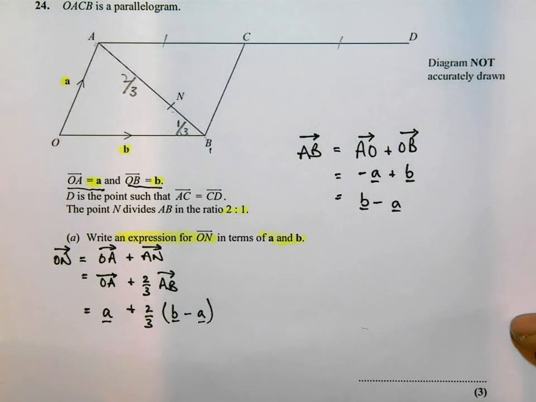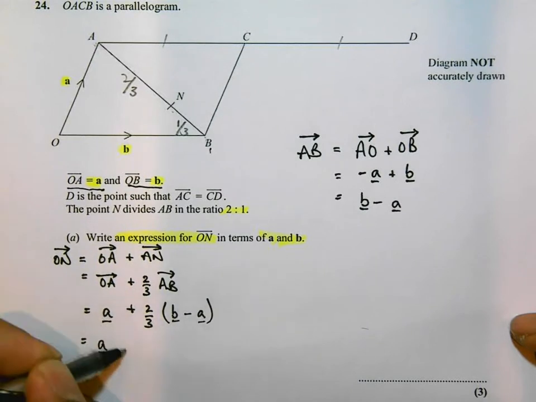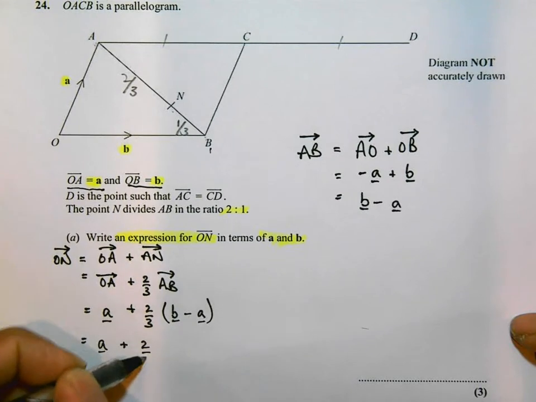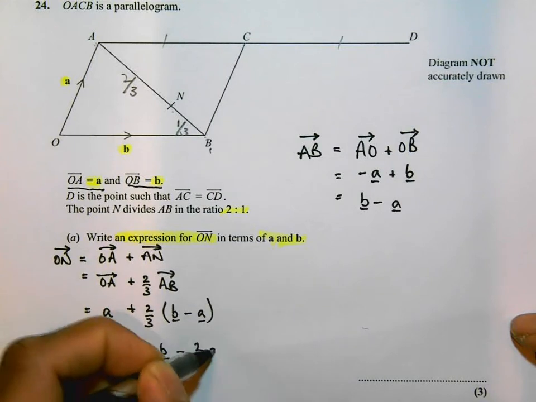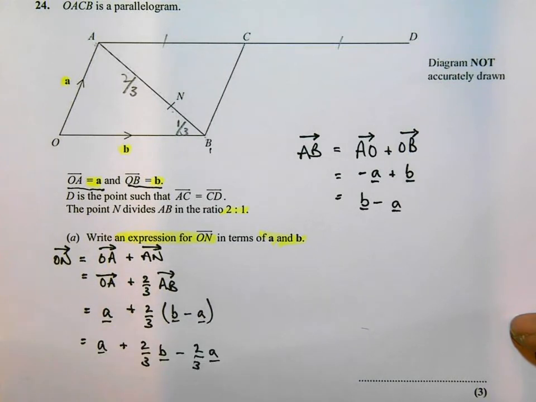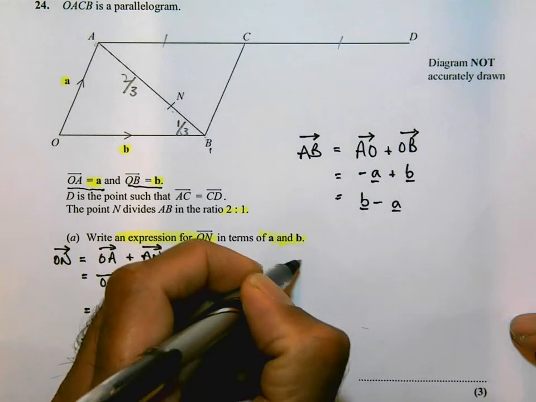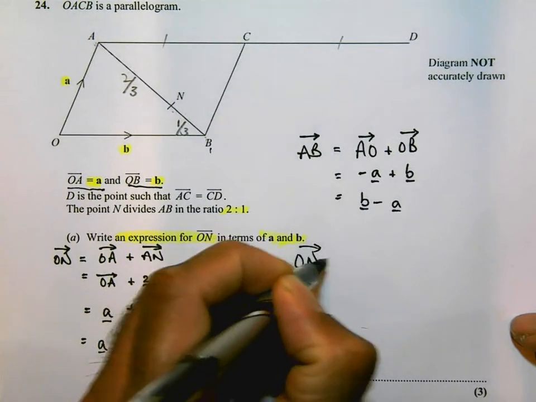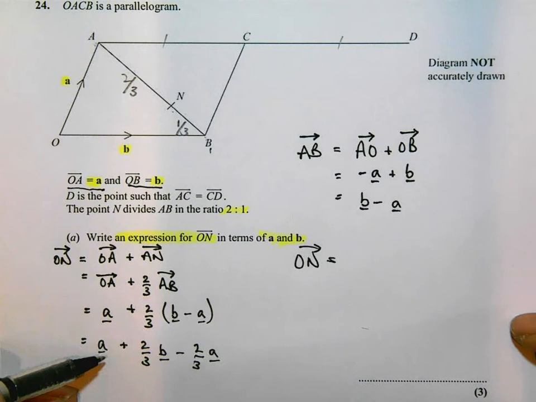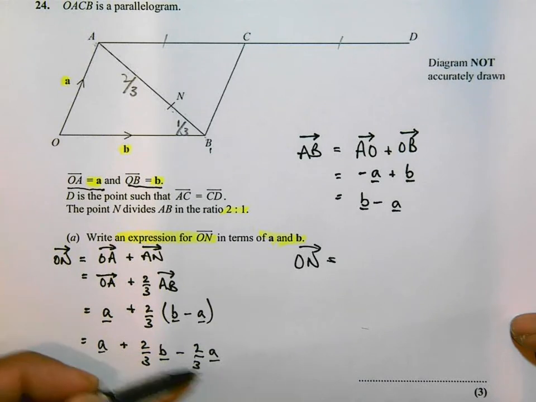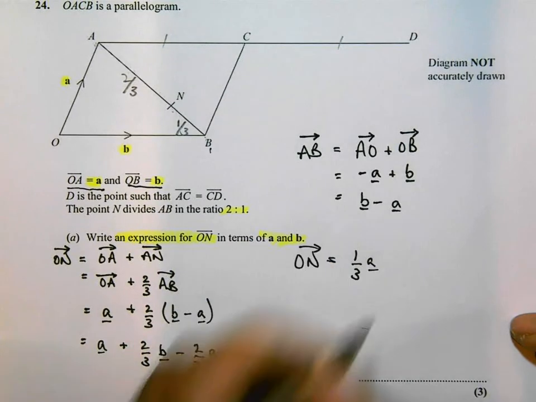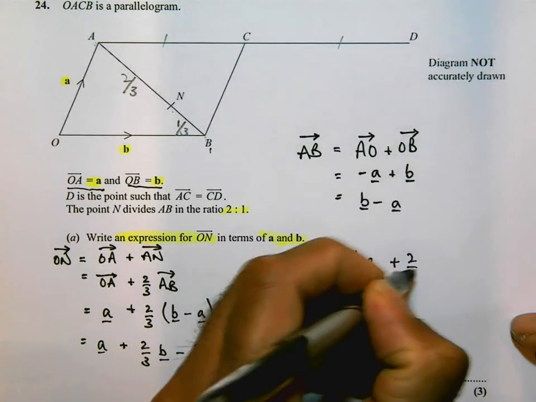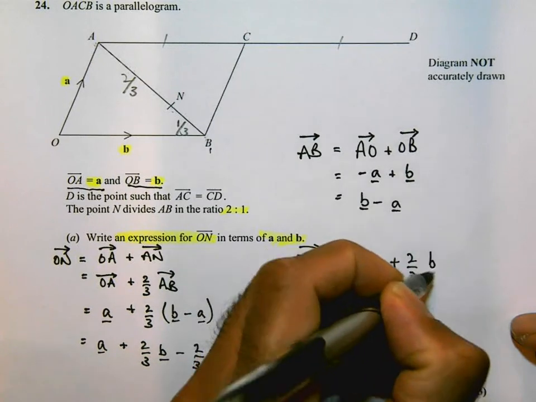Now we're just going to tidy this up. A plus, multiply the brackets, 2/3 B minus 2/3 A. And if I just do my workings out on this side, ON is going to be 1A minus 2/3 A, which is 1/3 A, plus 2/3 B. And there you have the final answer.